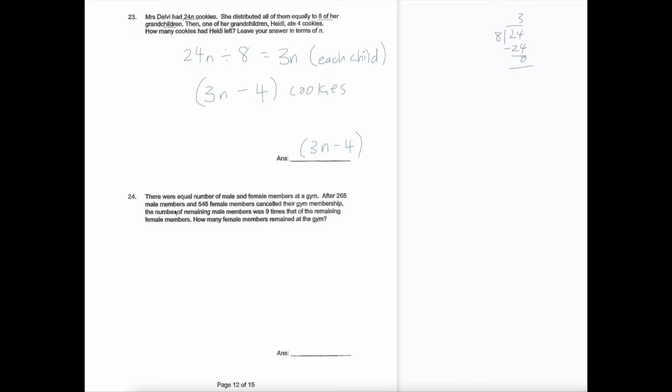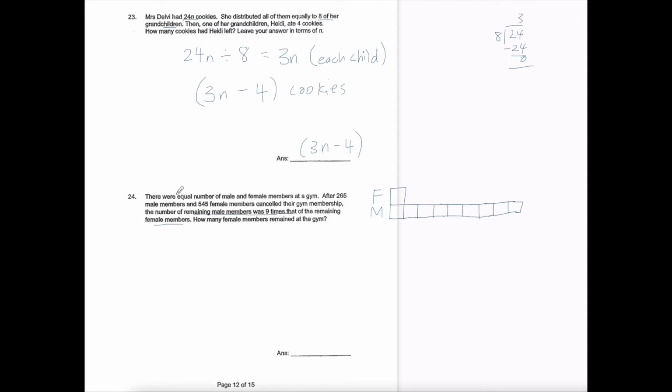After 265 male members and 545 female members cancelled their gym membership, the number of remaining male members was 9 times that of the remaining female members. So I'd like to draw the model first, the one that has 9 times. I'm going to draw it here, female and male. Male had 9 times, correct? So I need to draw 9 units. Let me draw the model first. So male 9 units, female 1 unit.